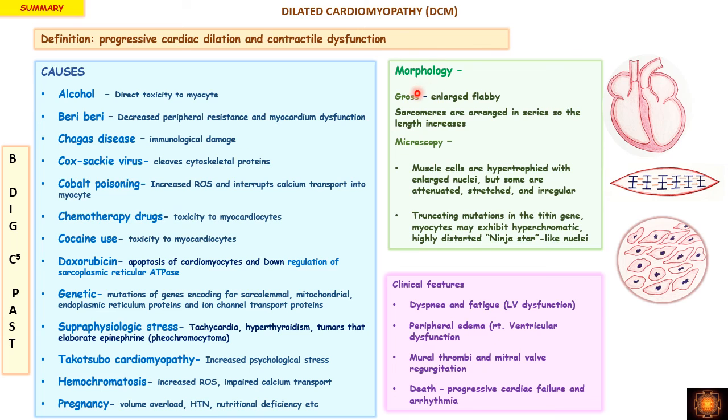And in morphology, we have an enlarged flabby heart and cardiomyocytes with sarcomeres placed in series. So the length increases, and the muscles will be stretched, and sometimes they will be hypertrophied, also having ninja star-like nuclei. Now the clinical features will be of congestive heart failure like dyspnea and fatigue. The patient will have peripheral edema, thrombi may develop, regurgitation will be present, and death will occur because of progressive cardiac failure and arrhythmias.